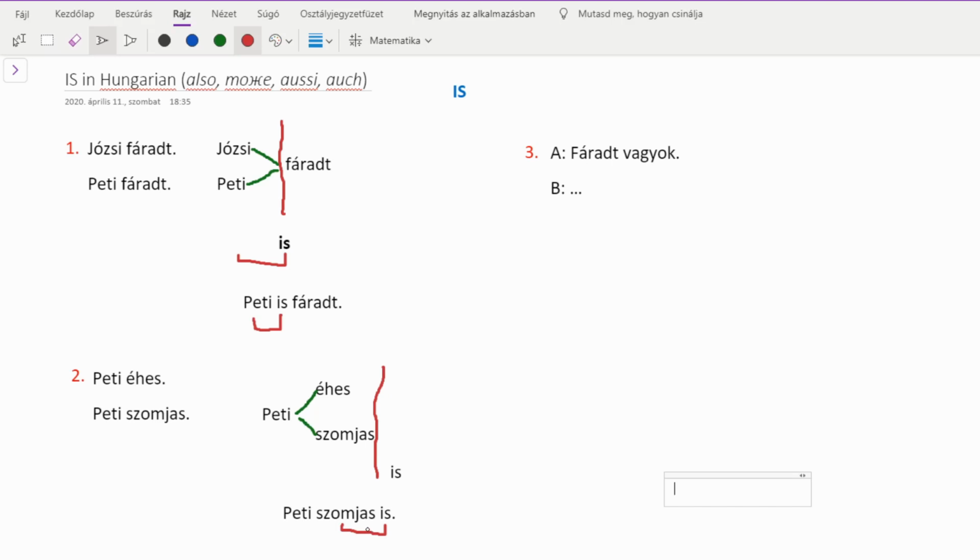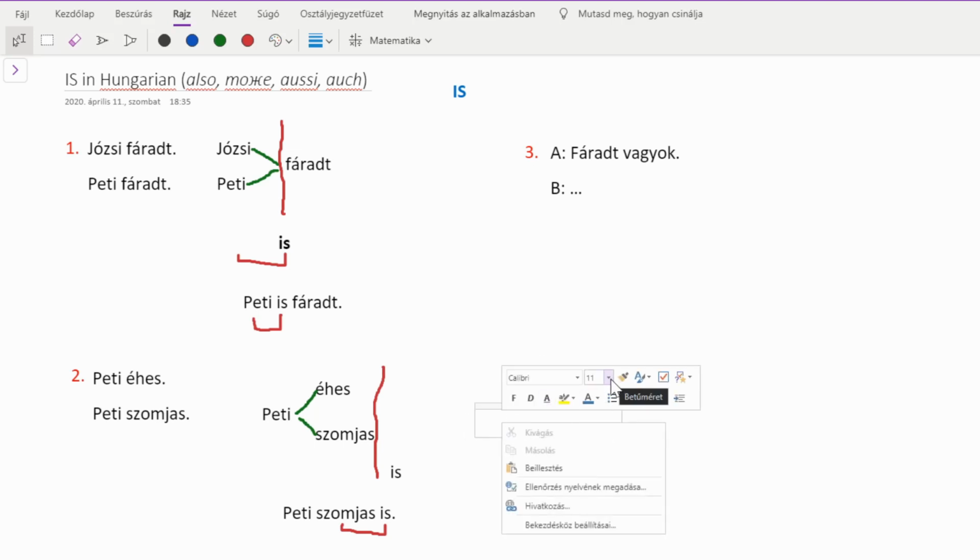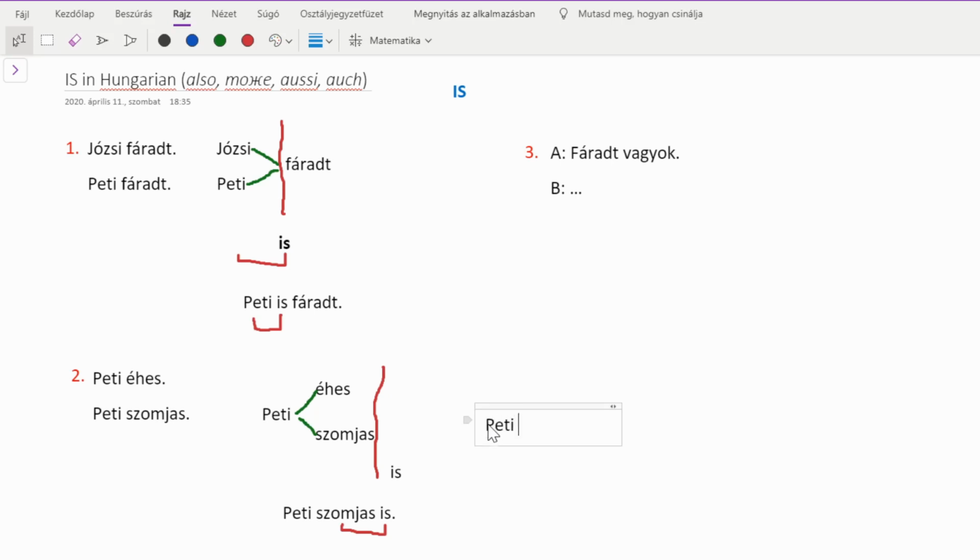Okay, so if we compare the two sentences, this is probably the most important thing that we will do now. Peti is fáradt. Or I would use now the same word: Peti fáradt is.